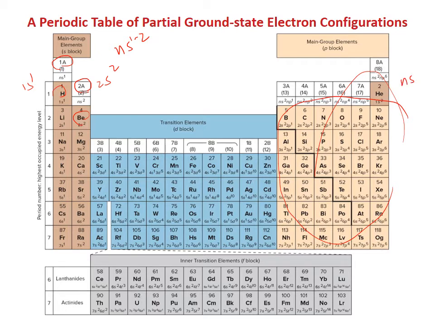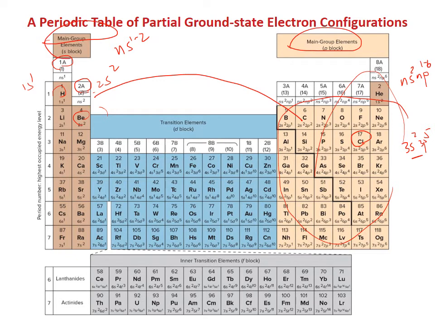is ns2 np1 to 6. So for example, let's see, chlorine is 3s2 3p5. Okay, so these are p block, and both the s block and the p block added together are called main group elements.